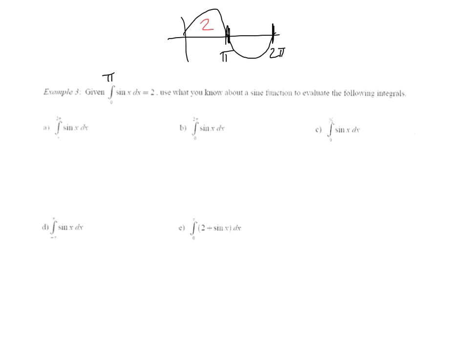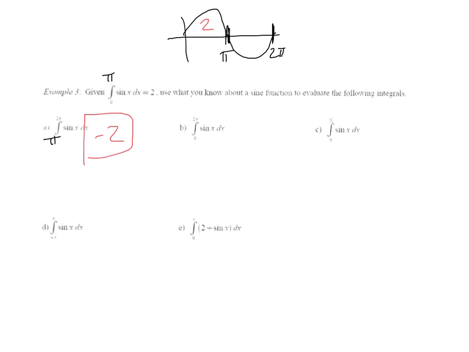So in part A, the limits are from pi to 2 pi. This is pi right there. If we remember some things about symmetry, if this area is 2, the overall area there is also 2. But because it is underneath the x-axis, we have to say the answer for this is -2.